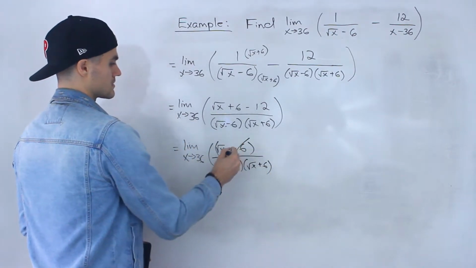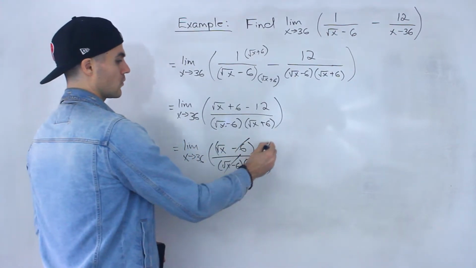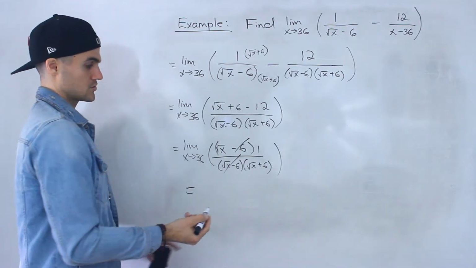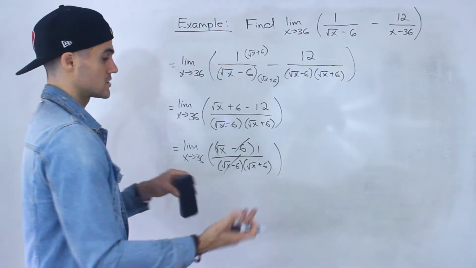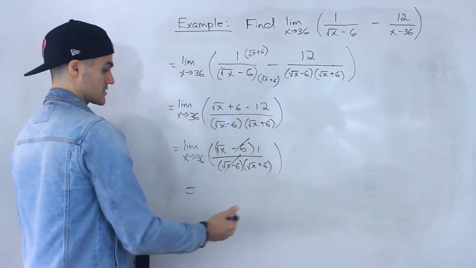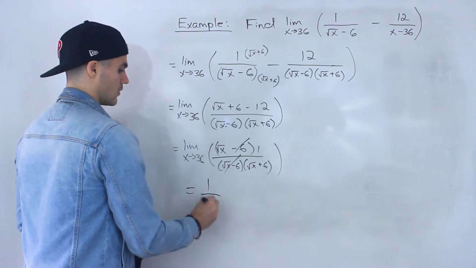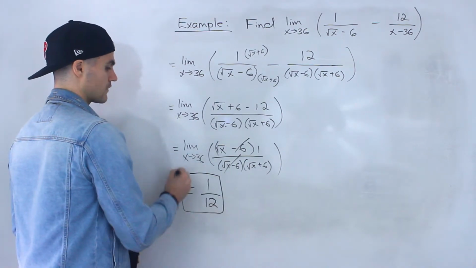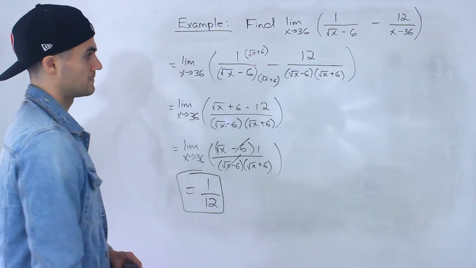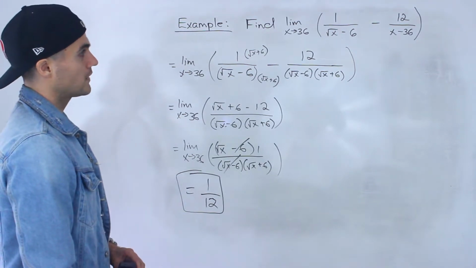And now notice those factors cancel out, so we're left with a 1 up top. Now we can do a direct substitution. If we sub in 36 for x, square root of 36 is 6, plus 6 is 12. 1 over 12 is the final answer for this limit. Okay, so that's one way to go about it.